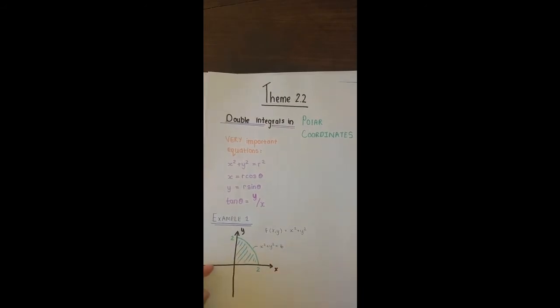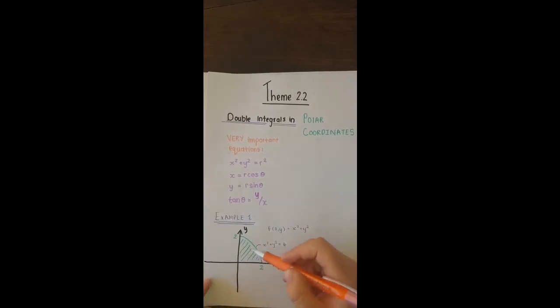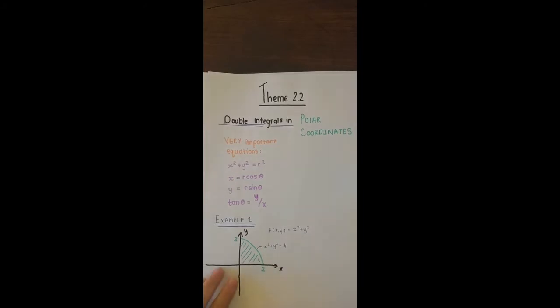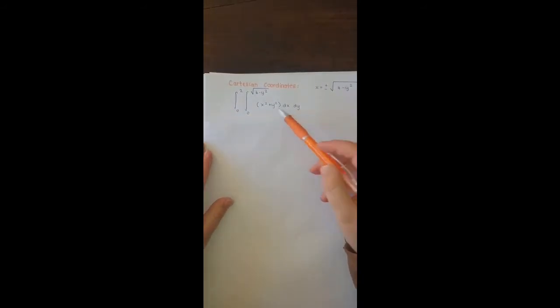Normally, we would have chosen either type 1 or type 2. Let's say we chose type 1: we would have said y goes from 0 to 2, and x goes from 0 to this function. For this function, we would have had to write x on its own in terms of y. So in Cartesian coordinates, the integral would look like this.